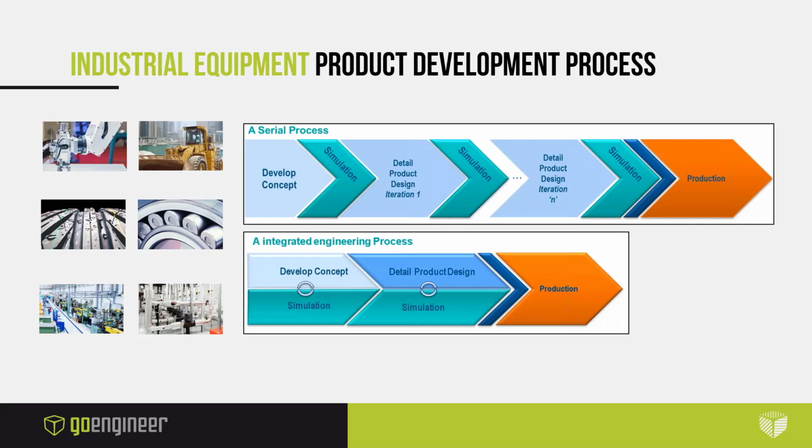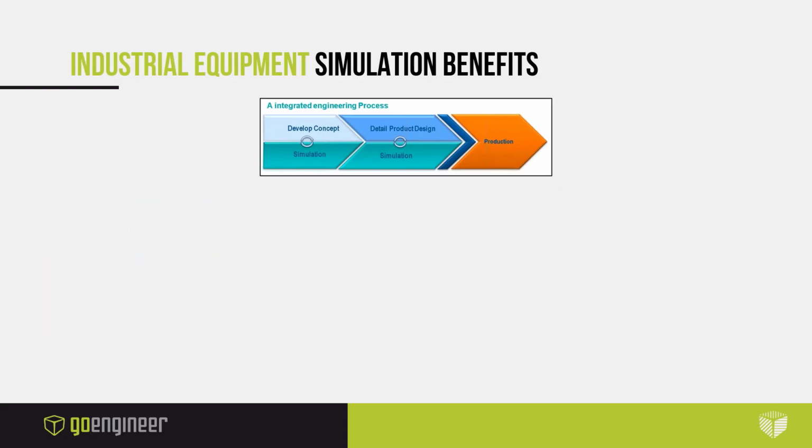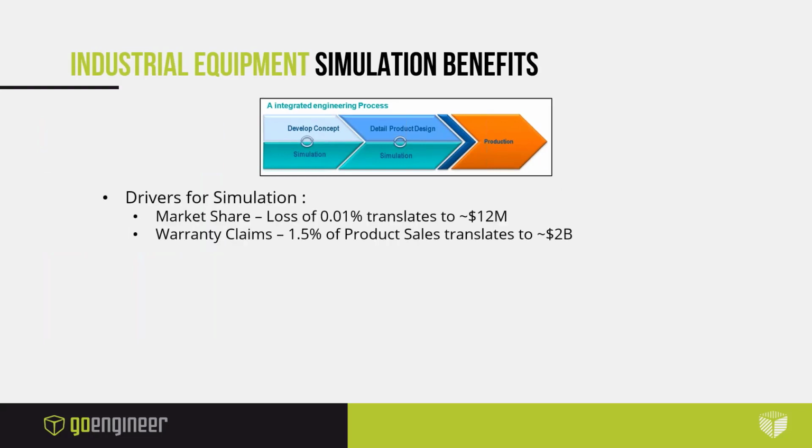Whether you adopt a serial process or an integrated engineering process, the takeaway is that there are certain drivers that push these industries to adopt simulation technology, and one of the biggest drivers is market share. It's a very competitive field, and a loss of about 0.01% of market share translates to around $12 million in revenue. Besides that, warranty claims are pretty common.